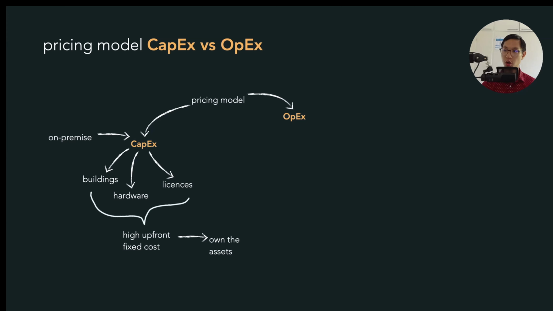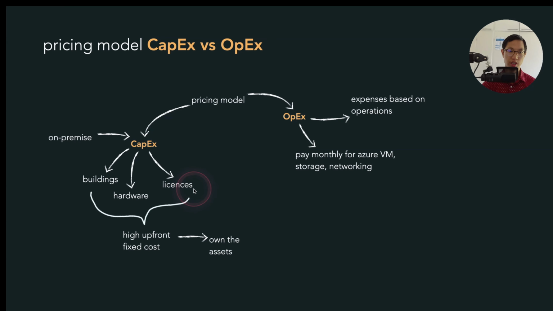While in OpEx, you pay monthly for Azure VM, storage, networking, etc. So here is you pay as you go. When you need it, you pay. Or when you need it, you add up the cost and then you pay monthly for different resources. So this is operational expenditure. Note that for simplicity, we divide it as this, but in on-premise, you also have operational costs. So expenses based on operations. So based on what you do, you pay, right?